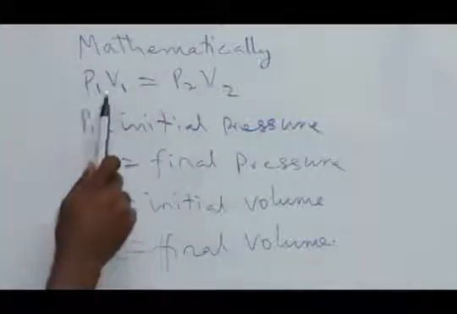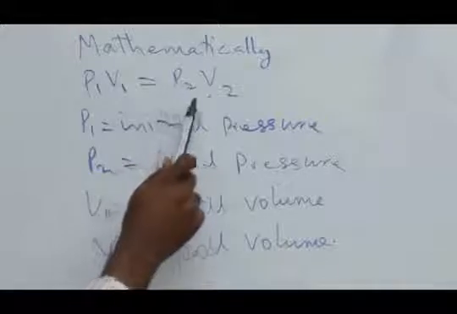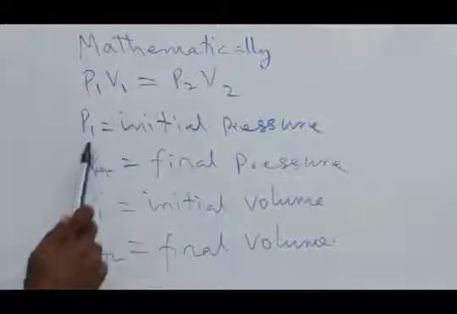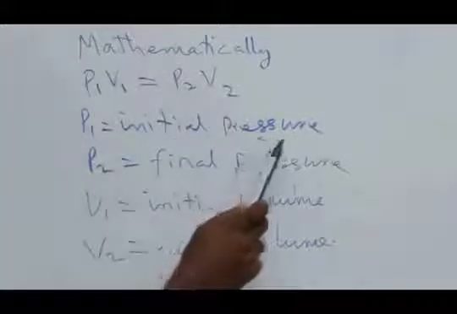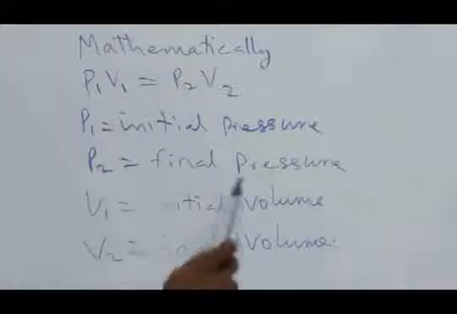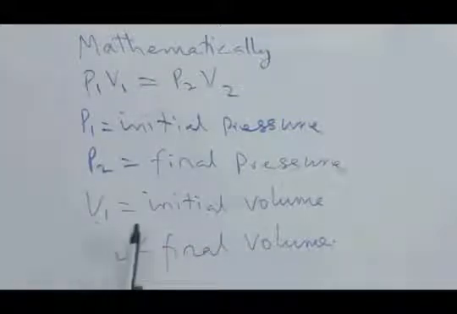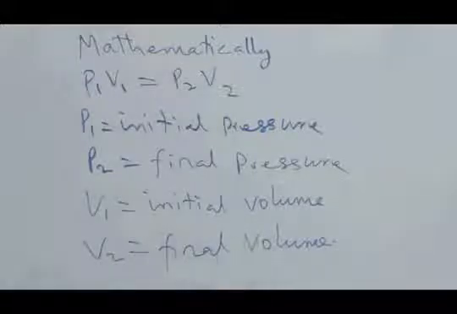Mathematically, P1V1 is equal to P2V2. P1 is equal to initial pressure. P2 is equal to final pressure. V1 is equal to initial volume. V2 is equal to final volume.